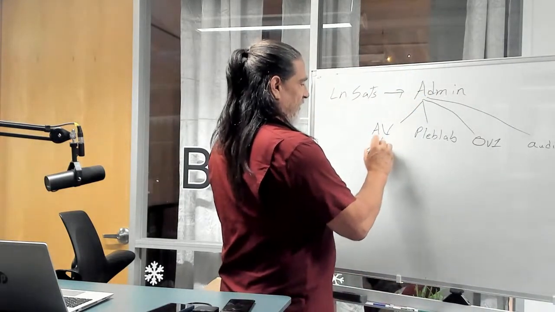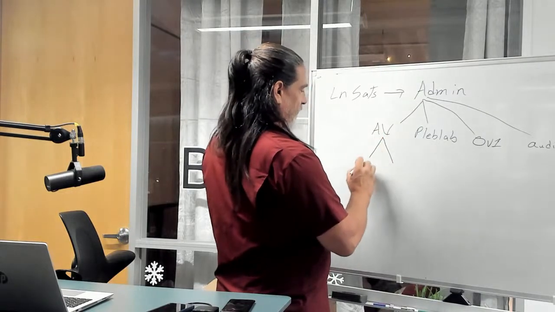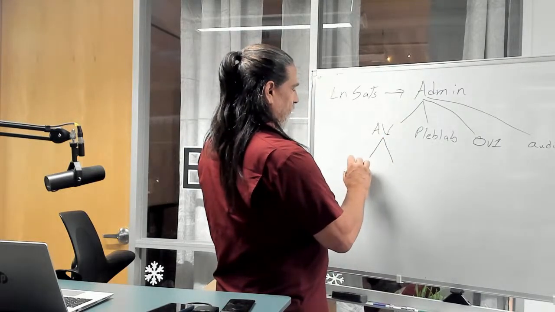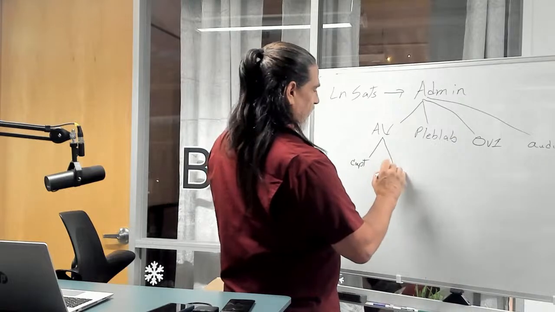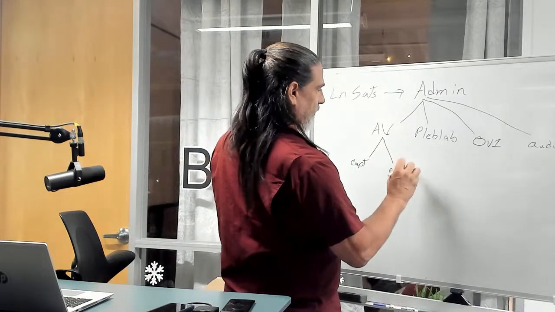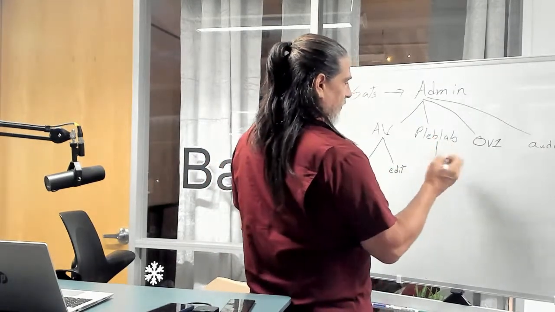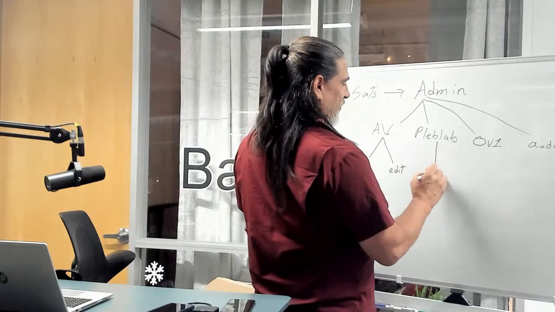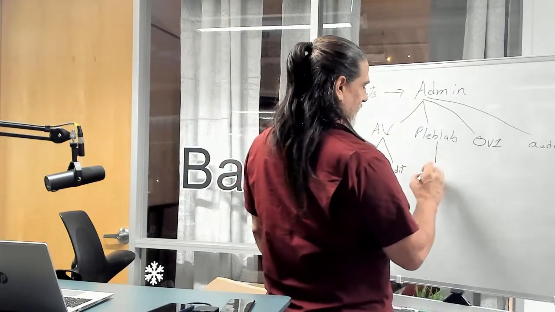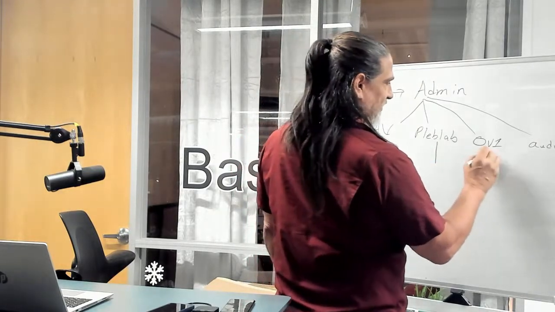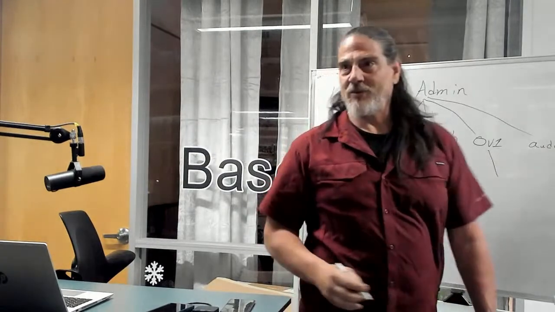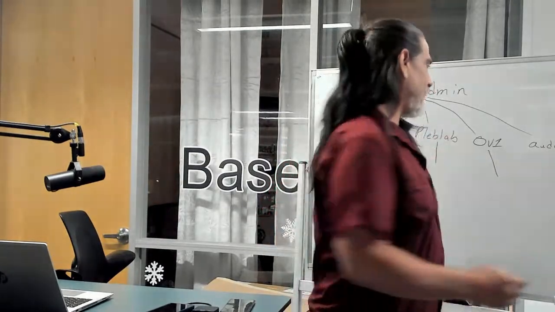So let's say we have an AV, we have capture, edit, PlebLab. Have that as one payment. I'll have that eventually. Same for me here. And how many in the audience? What do we got? 3, 6, 9.